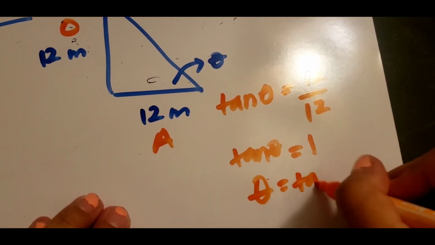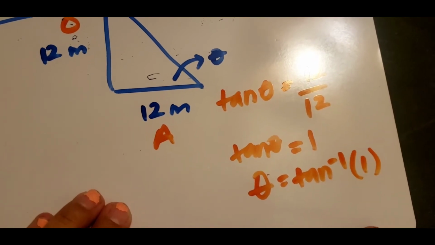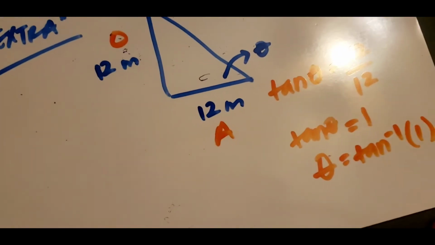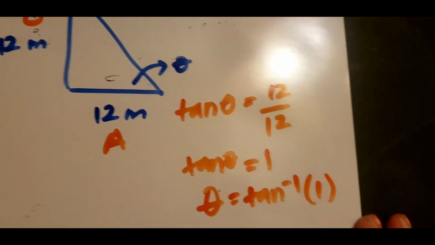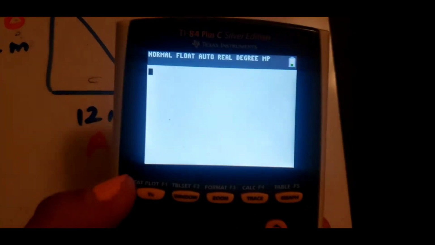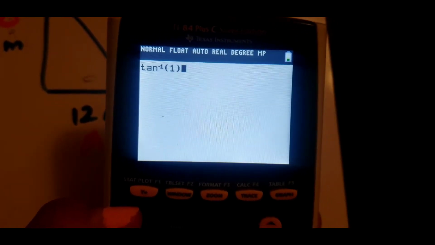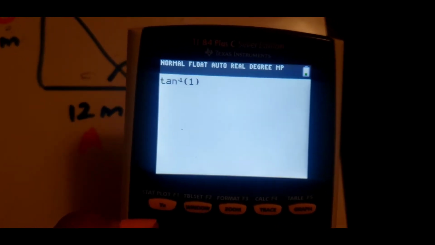Theta equals tangent inverse of 1. Okay. And we are going to leave it in degrees because remember our angle should be in degrees since we're solving a right triangle. Okay, so we're going to press second, tangent, and then just put 1. Many of you probably already know the answer.